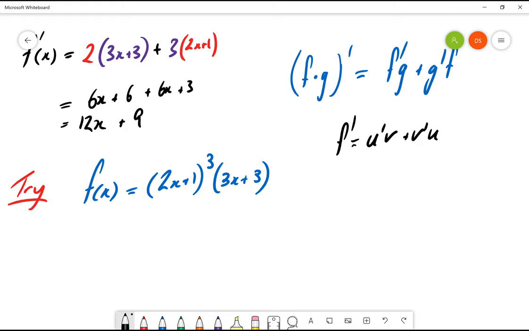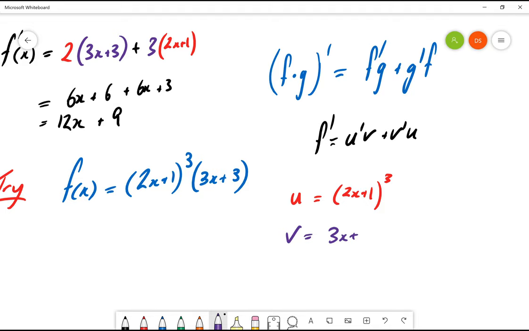So let's try this out. First off, I'm going to label what u is and what v is. So u is equal to 2x plus 1 cubed, and v is equal to 3x plus 3, rather. Okay? Then u dash is equal to 3 times 2x plus 1, times 2, to the power of 2 still. And then v dash is 3.